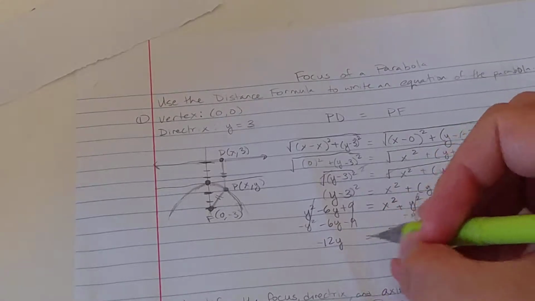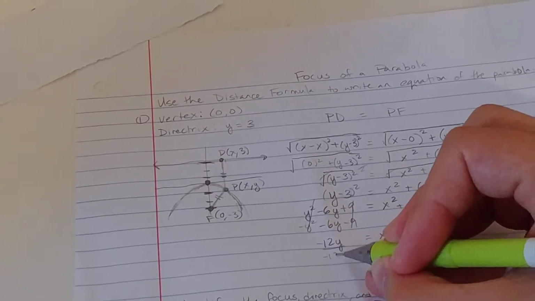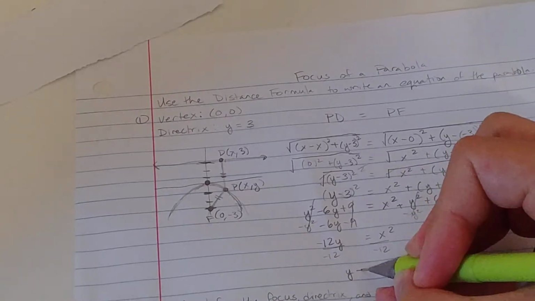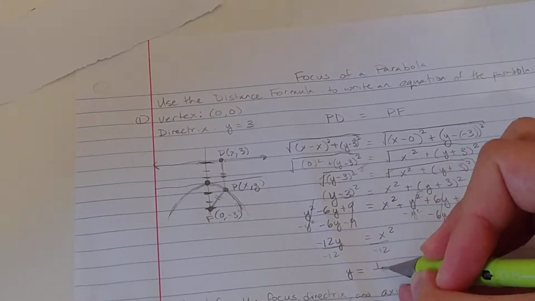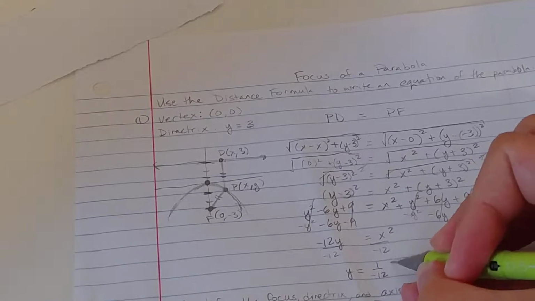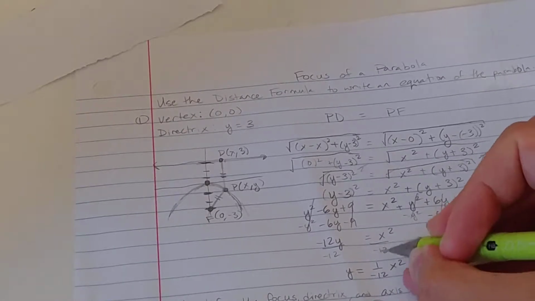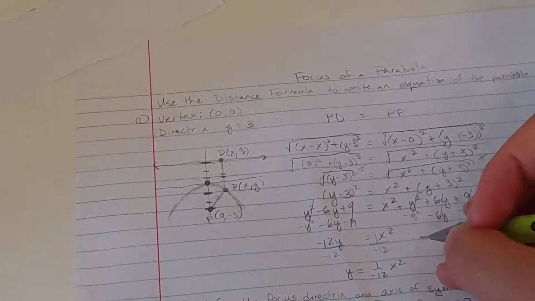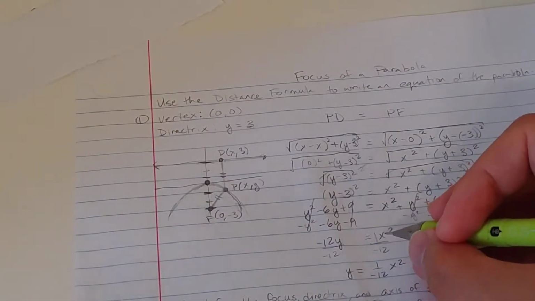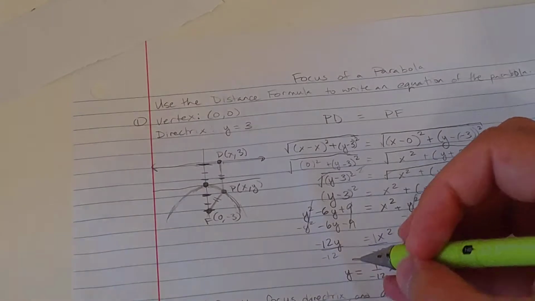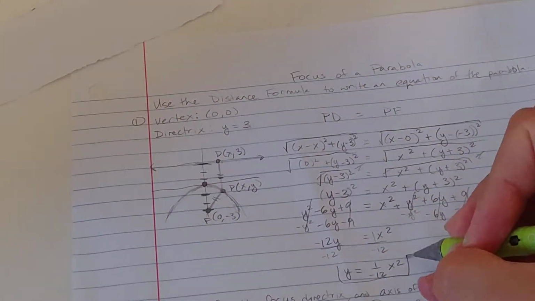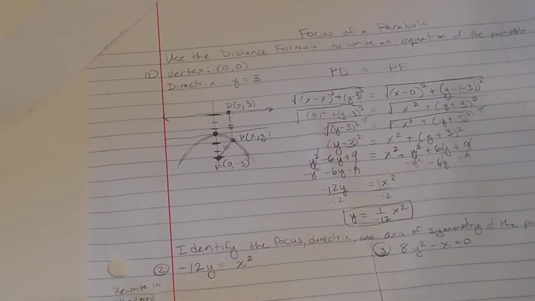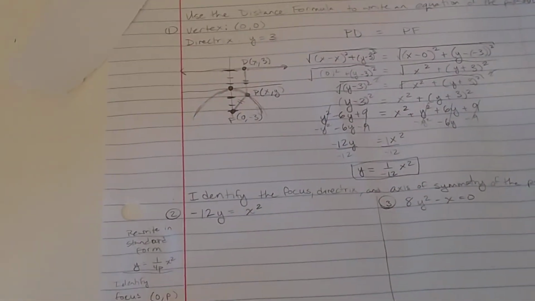Now, we would divide both sides by negative 12. And there we go. Our answer is y equals 1 over negative 12 x squared. If you're wondering where the 1 came from, there's an invisible 1 coefficient for the x squared. Okay, if you don't see a coefficient, there's an invisible 1. And that's it. Ta-da! That's the equation. All right, so let's look at the next one.